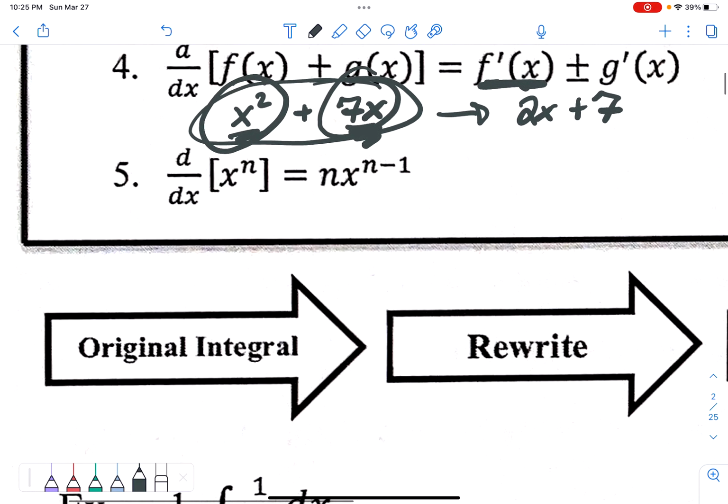Okay, here is the meat and potatoes, the part that you really, really, really need to remember, okay?